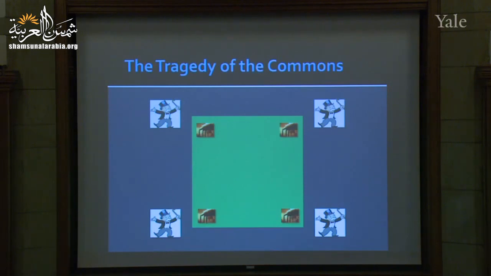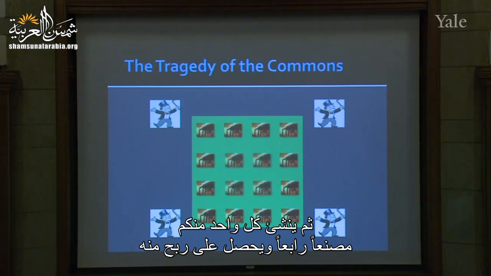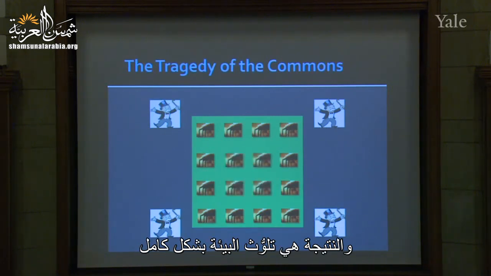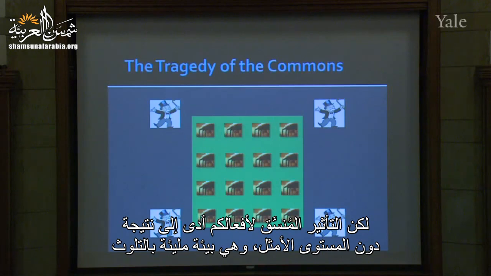No idea why these are going non-cooperatively. There we go. You got your third plant super fast on account of the clicker, and out comes the fourth plant for each of you. Result, the entire environment is polluted. Each of you did the thing that was rational, but the coordinated effect of your actions gave you a wildly suboptimal result. An environment full of pollution.